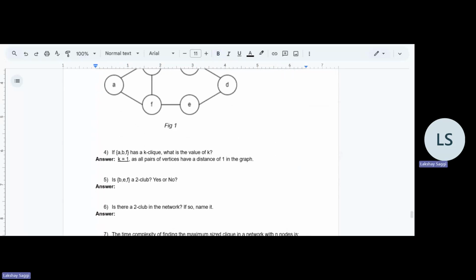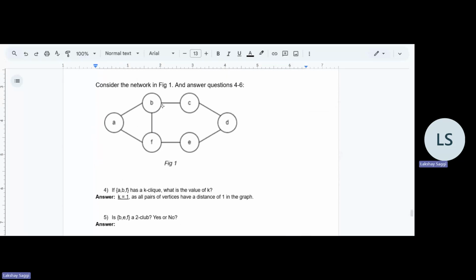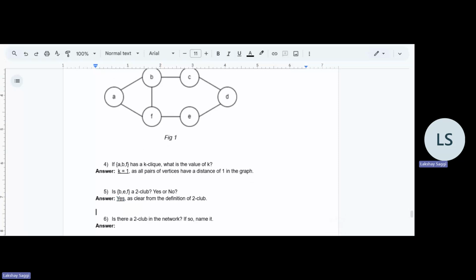So indeed it can be seen that for any pair of nodes, like between B and F, the shortest distance is 1, F and E shortest distance is 1, but between B and E, the shortest distance is 2. So it is indeed a 2 club, because between B and E, you use the node F only, and you are talking about this B, F, E only. This is clear from the definition of 2 club. Not really a too hard question, but more of a conceptual thing.